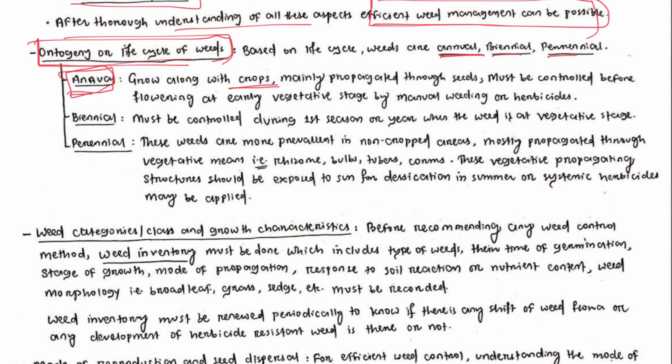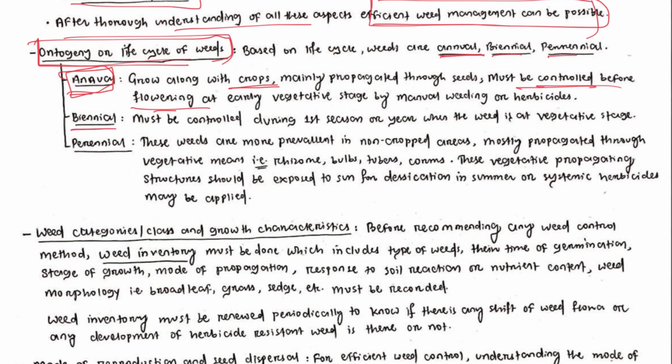They must be controlled before flowering, because the critical thing is that most annual weeds propagate through seed. They produce a huge number of seeds, like 1 lakh seeds or more in one plant. So we need to control them before flowering, so that the seeds cannot be formed and we can check the seed dissemination.